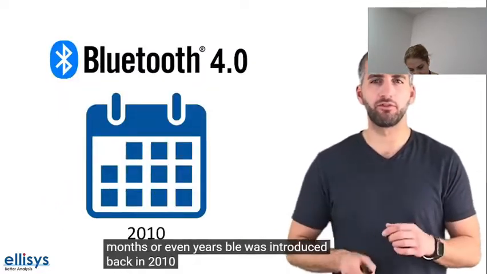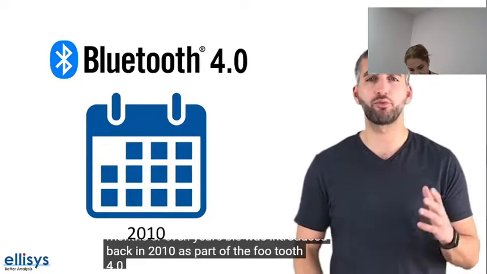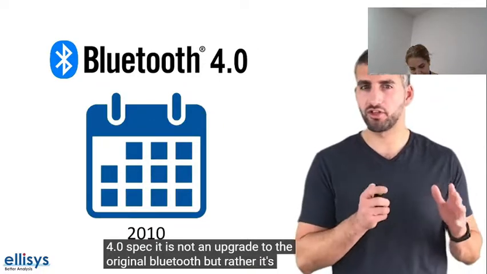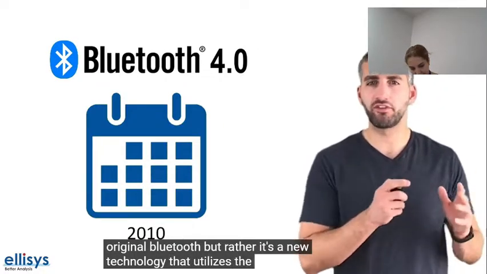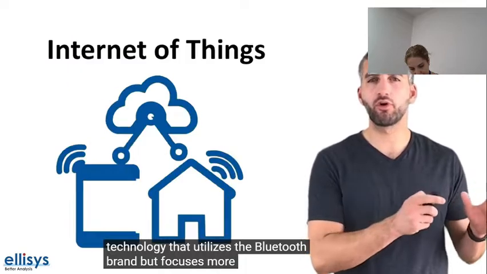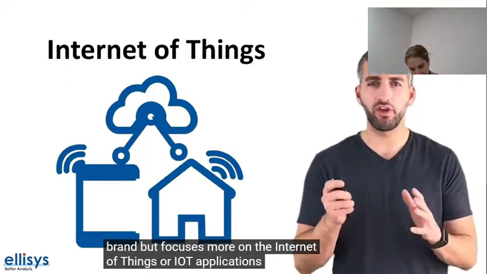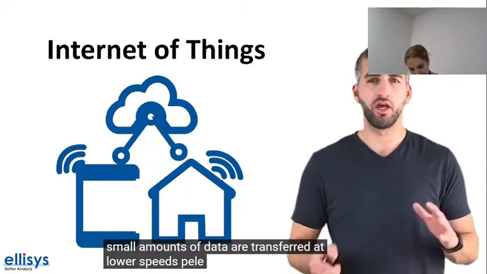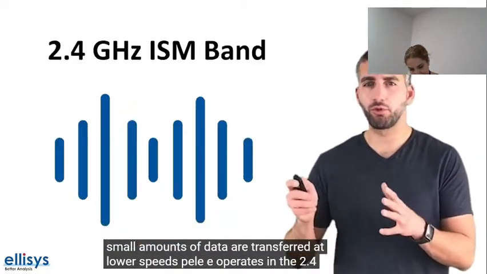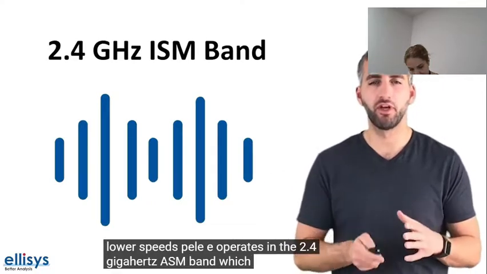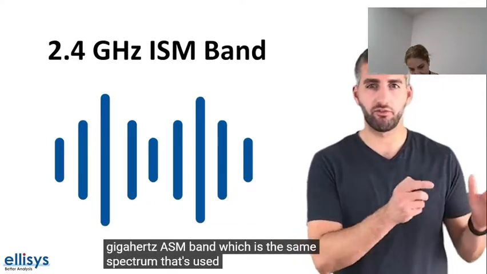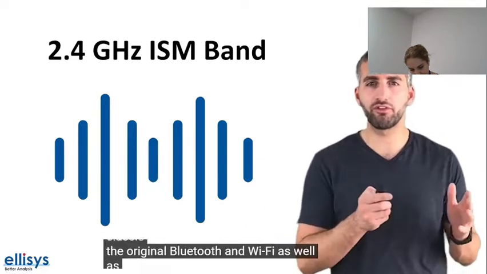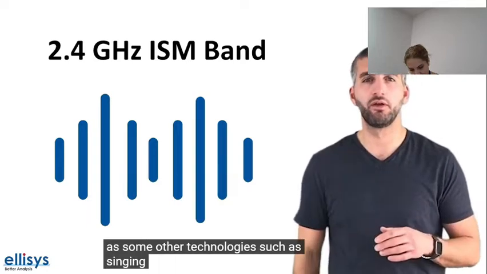BLE was introduced back in 2010 as part of the Bluetooth 4.0 spec. It is not an upgrade to the original Bluetooth, but rather it's a new technology that utilizes the Bluetooth brand, but focuses more on the Internet of Things or IoT applications, where small amounts of data are transferred at lower speeds. BLE operates in the 2.4 GHz ISM band, which is the same spectrum that's used by Bluetooth Classic, the original Bluetooth, and Wi-Fi, as well as some other technologies such as Zigbee.